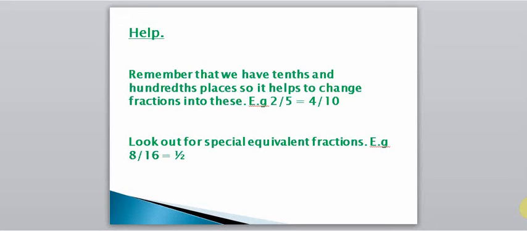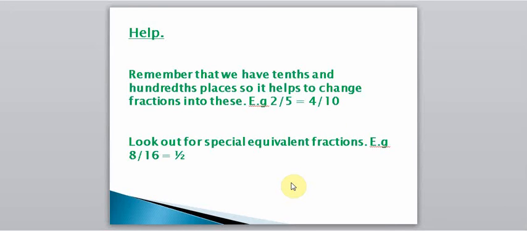Remember that we have tenths and hundredths places, so it helps to change fractions into these. So for example, if you're given 2/5, there's no 10 or 100 there, you need to change it. So by doubling your 5 to a 10 and double the top to match, 2/5 is equivalent to 4 tenths, and you're now in tenths, which is what you need. So 0.4 is your decimal, 0.4, 4 tenths.